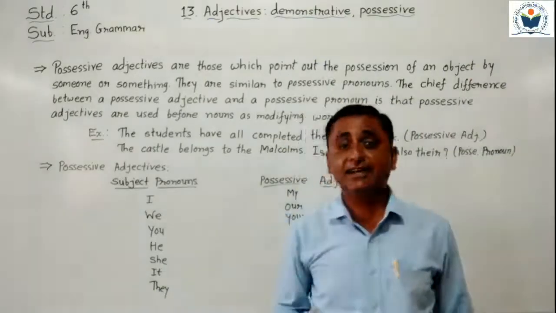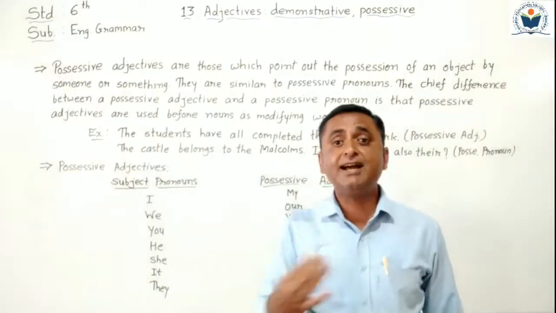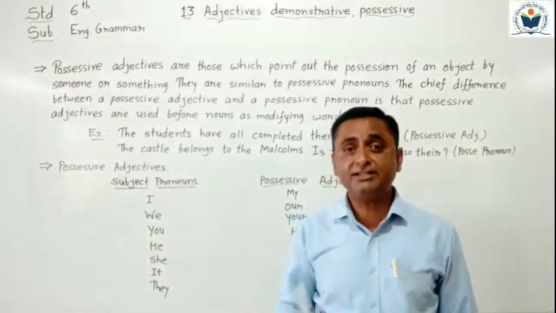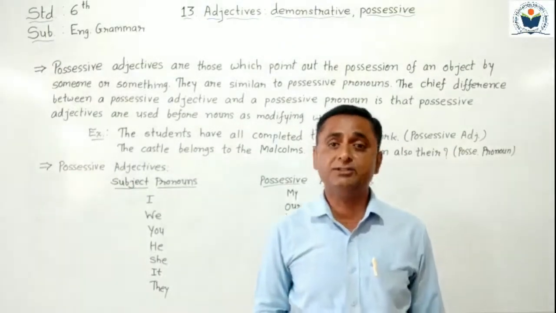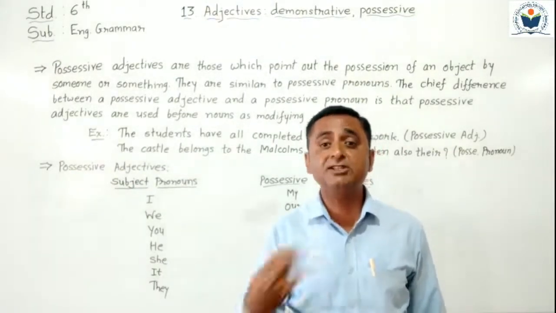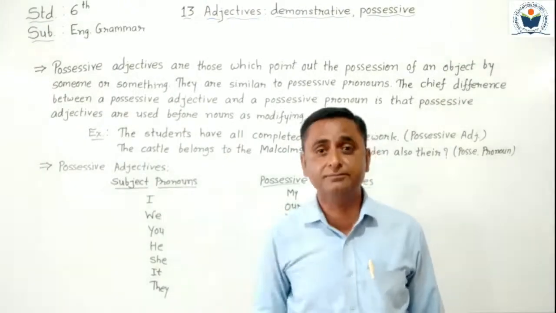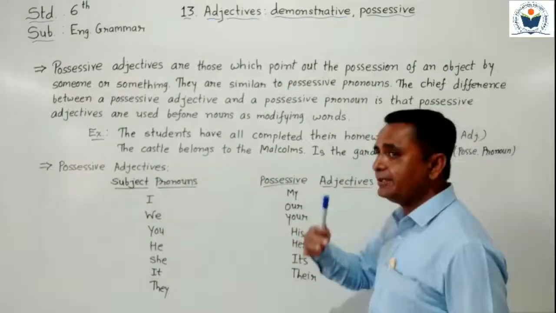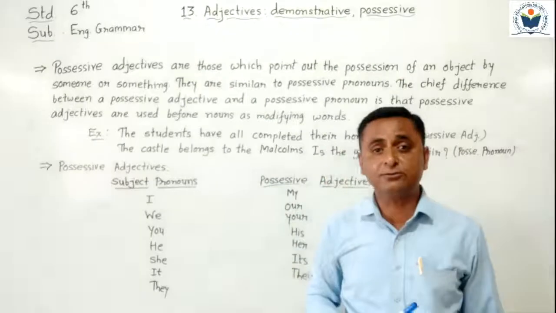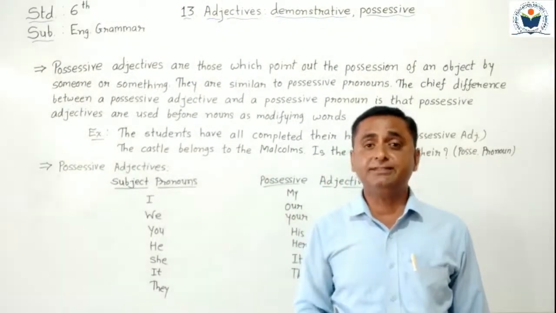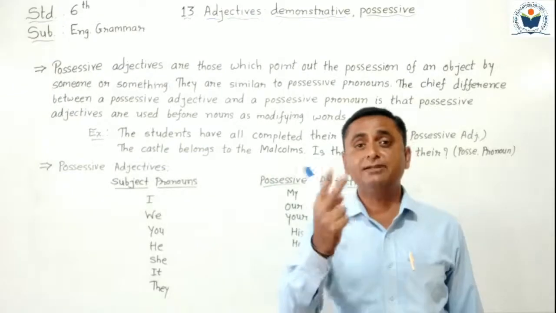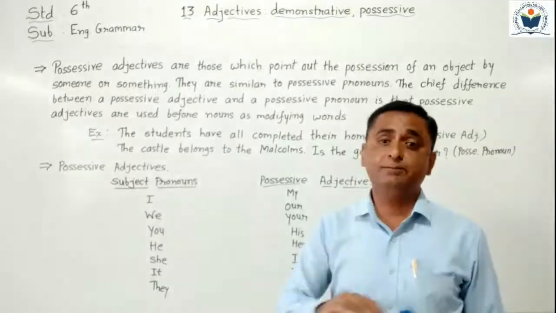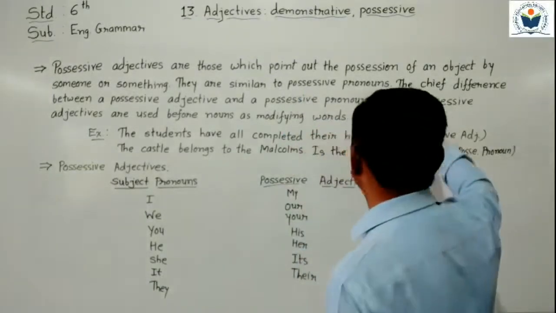वो चीज किसकी है वो पोजेशन दिखाता है, ऐसा एडजेक्टिव नॉन possessive adjective. This type of adjectives are known as possessive adjectives. Here we have to show the possession of an object by someone or something. They are similar to possessive pronouns. As you learned in your lower classes about possessive pronouns, possessive adjectives are similar, but there is a little bit of difference between possessive pronoun and possessive adjective. Just we have to understand about it.